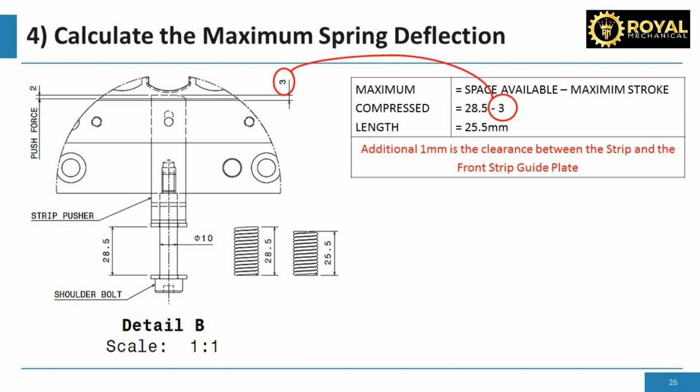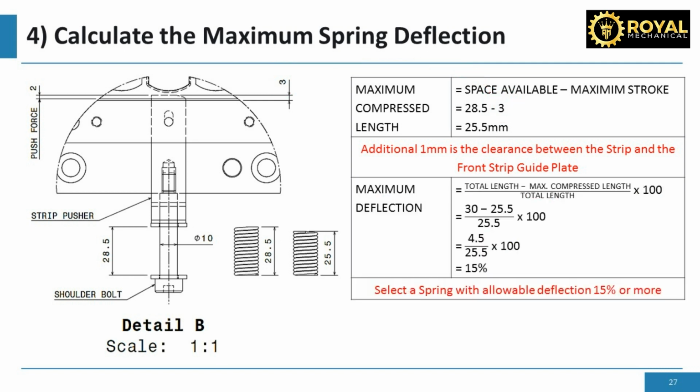Now let's calculate the maximum compressed length of spring. The maximum compressed length of spring can be calculated by subtracting the maximum stroke from the space available. Note, the maximum stroke is 3 millimeters. An additional 1 millimeter is the clearance between the strip and the front strip guide plate. While the strip is inserted, there is a possibility that the strip pushes the strip pusher by an additional 1 millimeter. 28.5 minus 3, which is equal to 25.5 millimeters, is the maximum compressed length of spring.